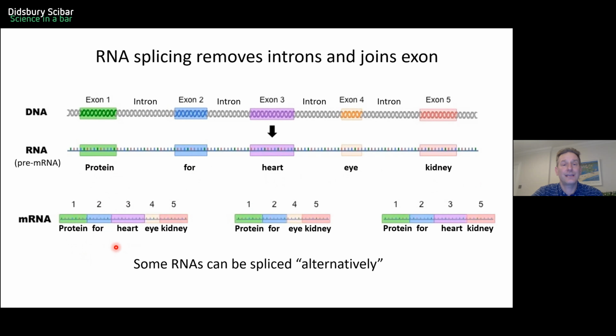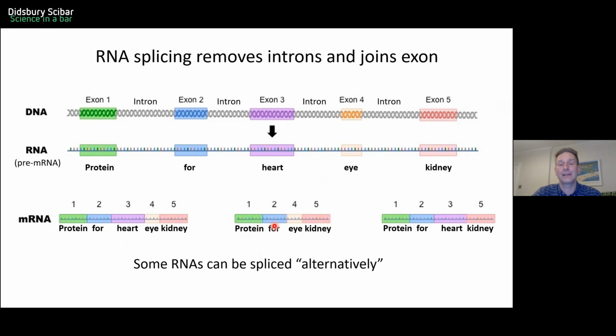Now you can see here that in some situations, if you've got 5 exons in this gene that get put into the RNA and gets spliced, all 5 of these exons can be put into the messenger RNA or the mRNA. But in some situations, you can get some of these exons either being skipped or swapped around. So in this case, we only get 1, 2, 4, and 5 being put together. And then this protein will be for just the eye and the kidney and not the heart. So this protein is slightly different because it's removed this bit of information.